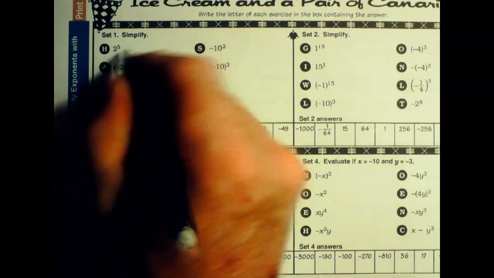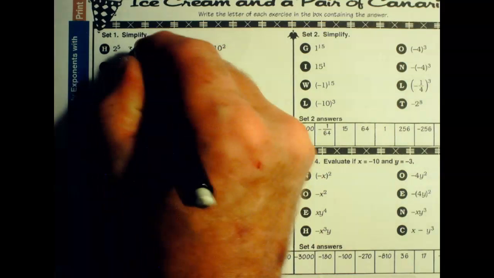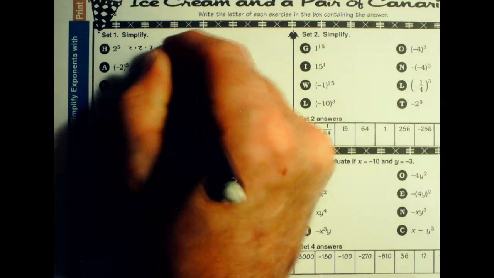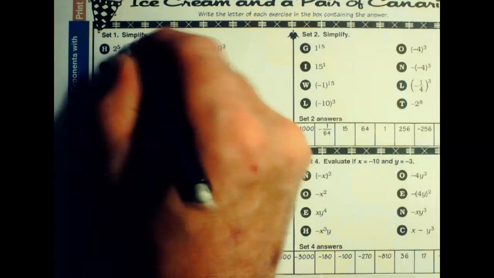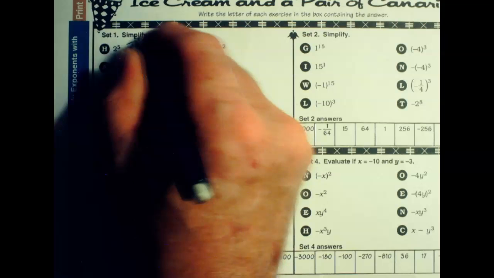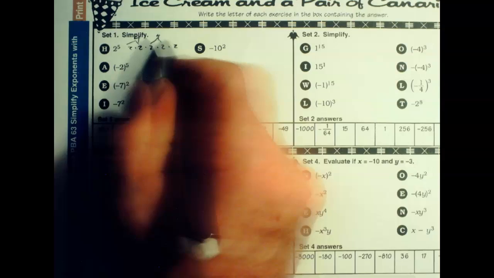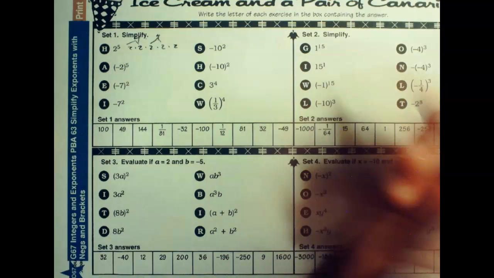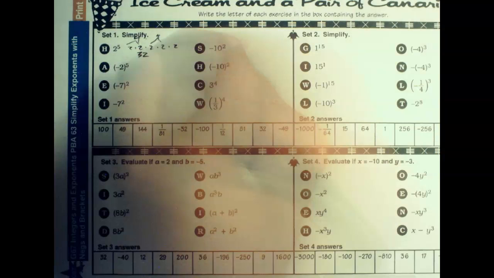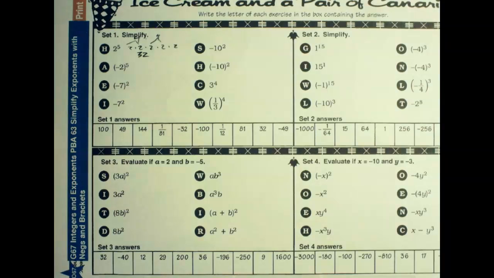This one here, 2 to the 5th, just simply means 2 times 2 times 2 times 2 times 2. This would be 4. This would be 4. So really you have 4 times 4, which is 16, times 2. This is 32. It just becomes so simple when you kind of break them down like that.